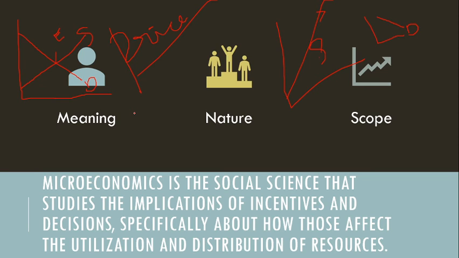Now let's talk about the scope of microeconomics. The first is commodity pricing. The price of an individual commodity is determined by the market forces, demand and supply. I told you earlier also that supply and demand are the largest factors which contribute to the pricing policy of the commodity.